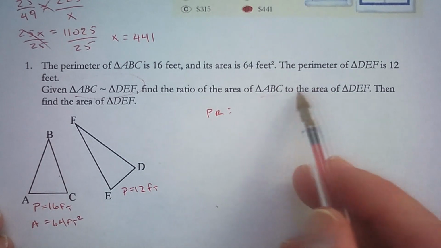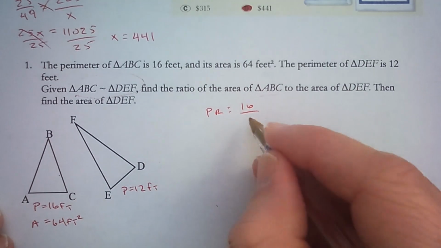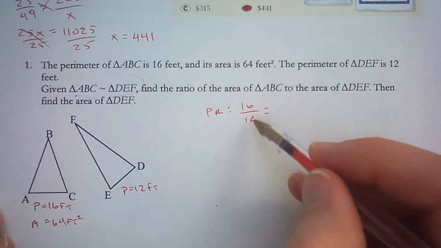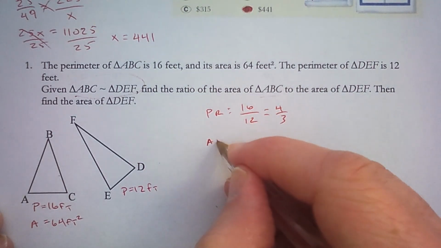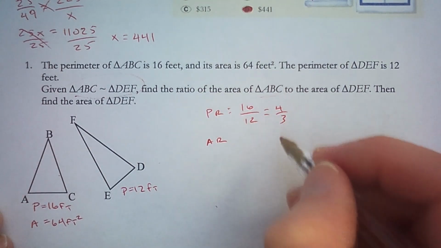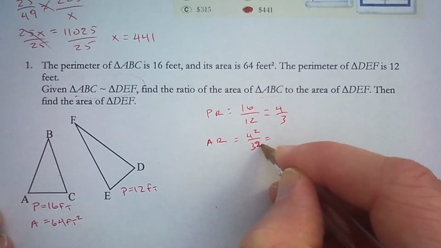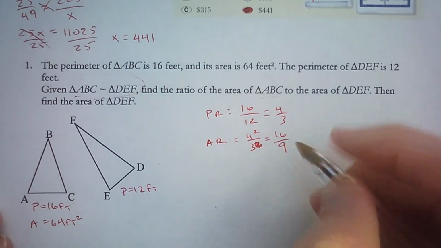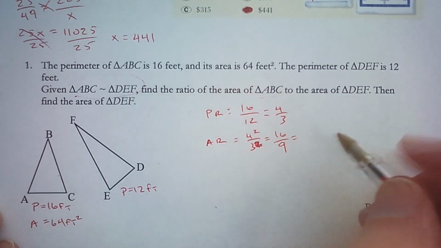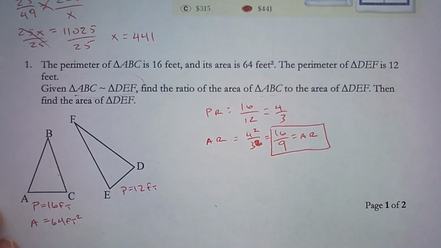So the perimeter ratio, and we'll go in this order, ABC to DEF, so ABC on top is 16 over 12, which can simplify. 4 goes into each, 4 times and 3 times. So the perimeter ratio is 4 over 3. So the area ratio, we just take those numbers and square them. So that's 4 squared over 3 squared, which is 16 over 9. Okay, now it did say in the directions, find the area ratio, so I will put a box around that. That's part of our answer.